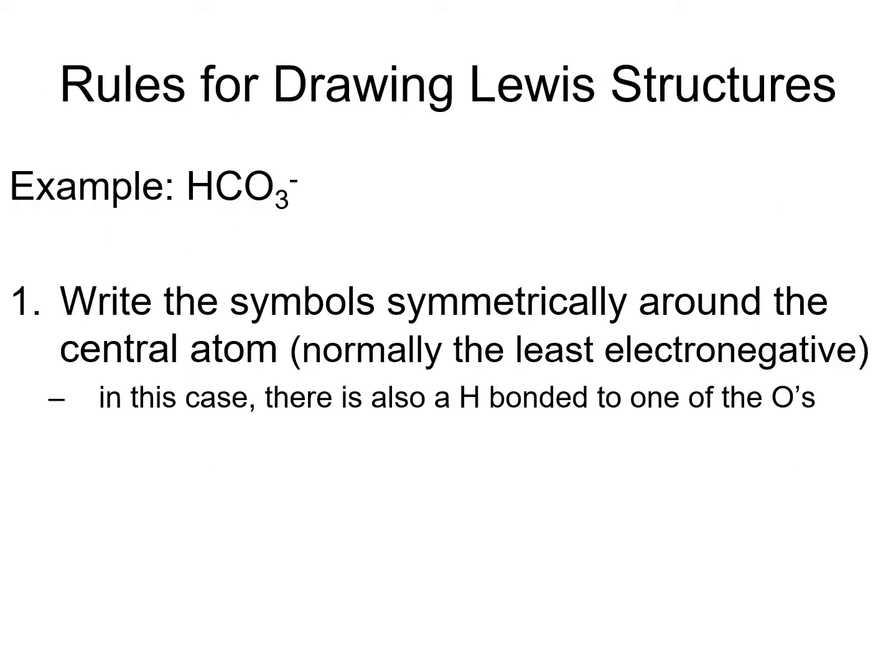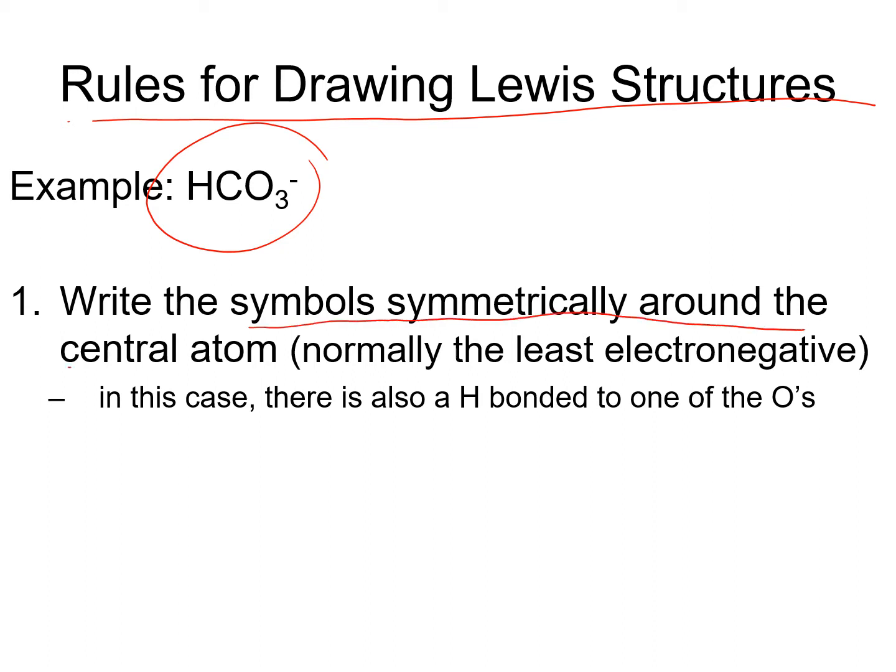So we're going to go through very systematically the rules for drawing Lewis structures, and we're going to use a bicarbonate ion as our example. Very similar to how you probably started out drawing Lewis structures, we're going to try to put the symbols symmetrically around the central atom. Generally speaking, the central atom tends to be the least electronegative. But if you know roughly how many bonds you're going to be making, we know hydrogen likes to form 1 bond, carbon likes to form 4, oxygen likes to form 2. So the one that forms the most bonds is the one we want to put in the middle.